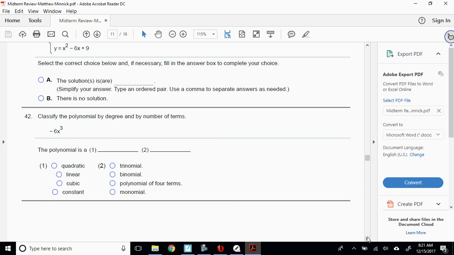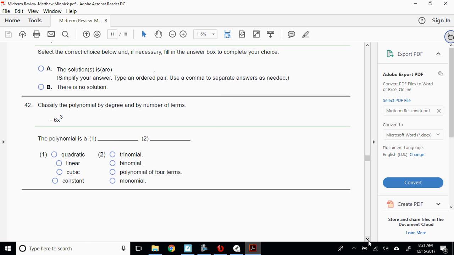Number 42, that polynomial is a cubic monomial. We're almost there. Moving right along to number 43.